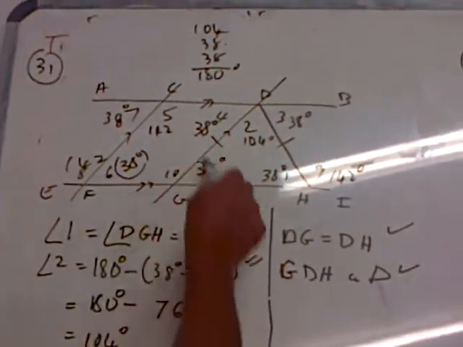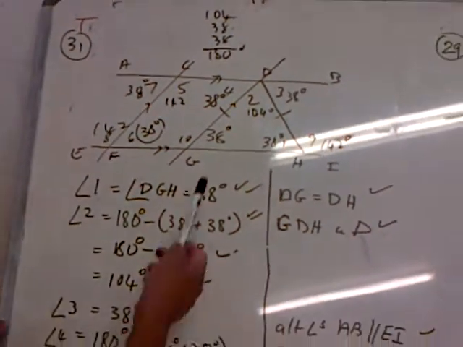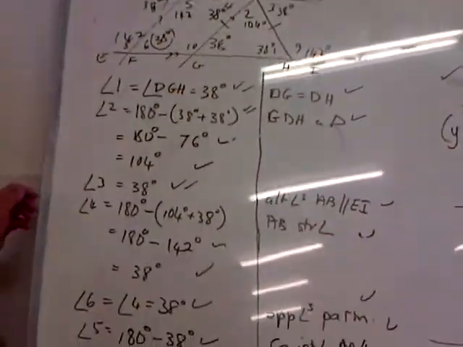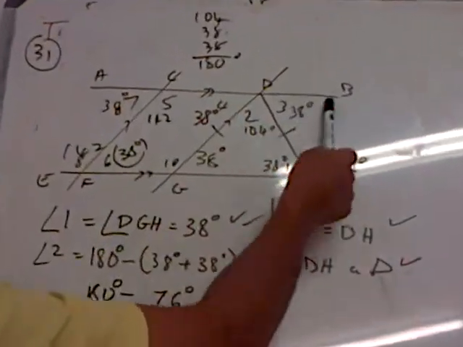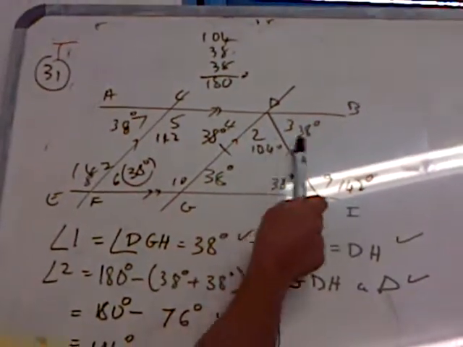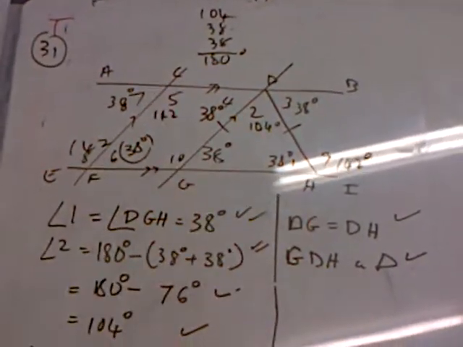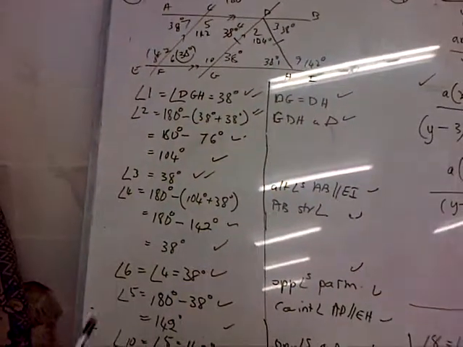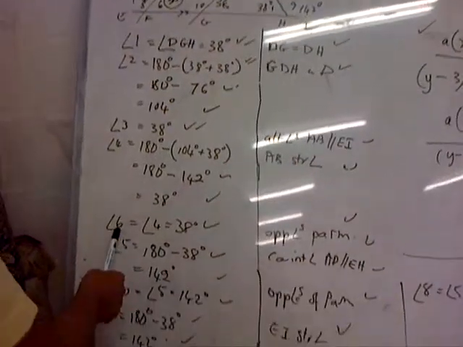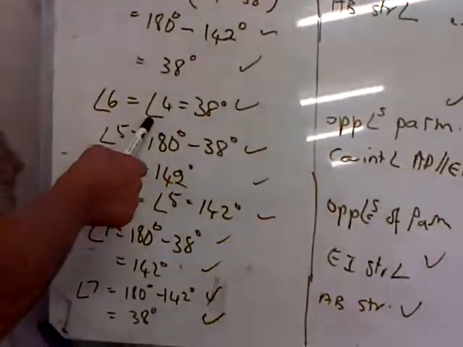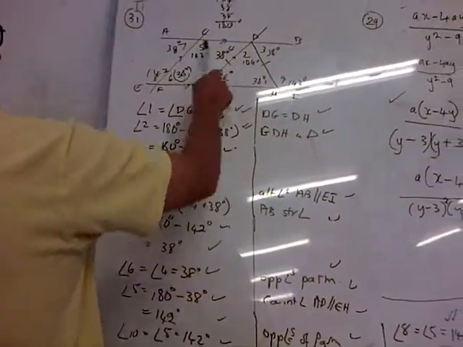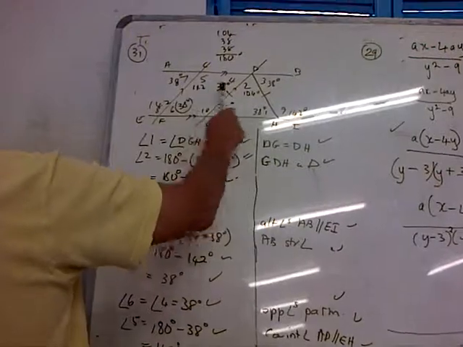Okay? I can also do this one and say this angle here is equal to this angle. Add those two now. But we're going on to angle 6. Angle 6 is equal to angle 4, equal to 38, because they are opposite angles of a parallelogram. This is a parallelogram. Opposite angles are equal.